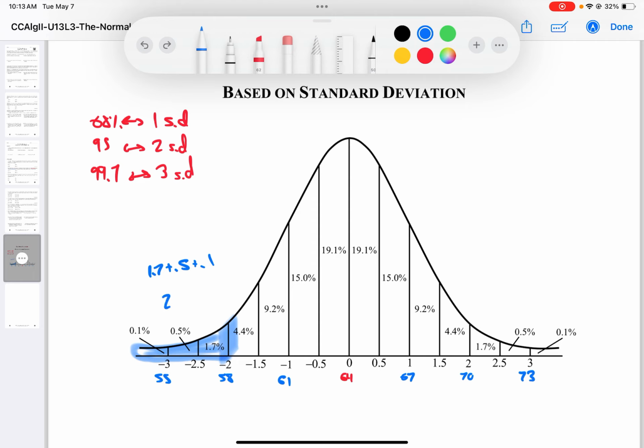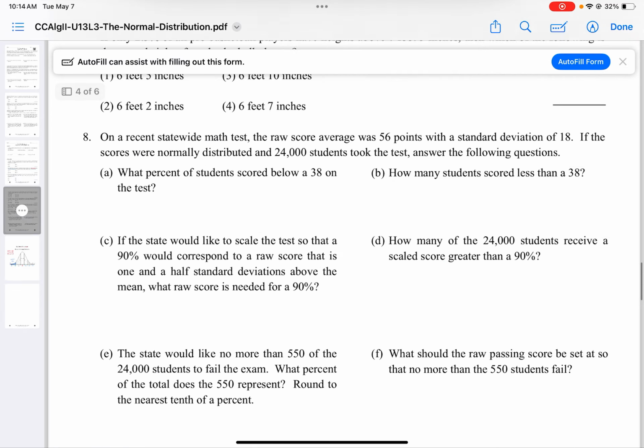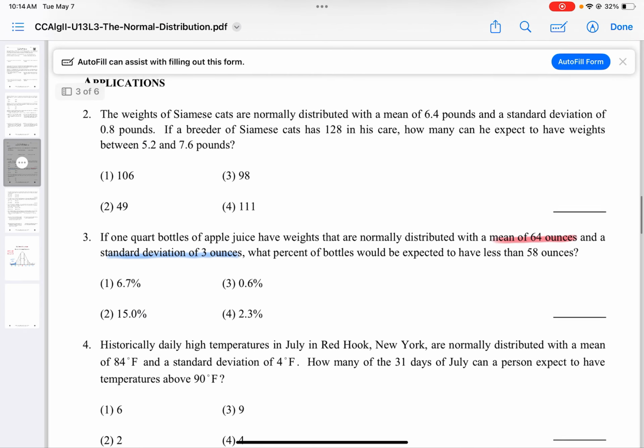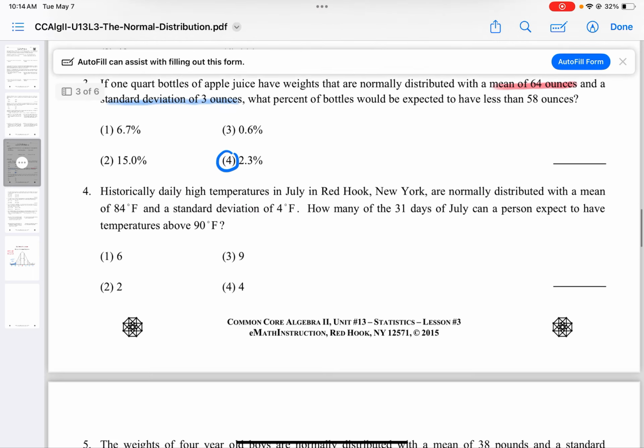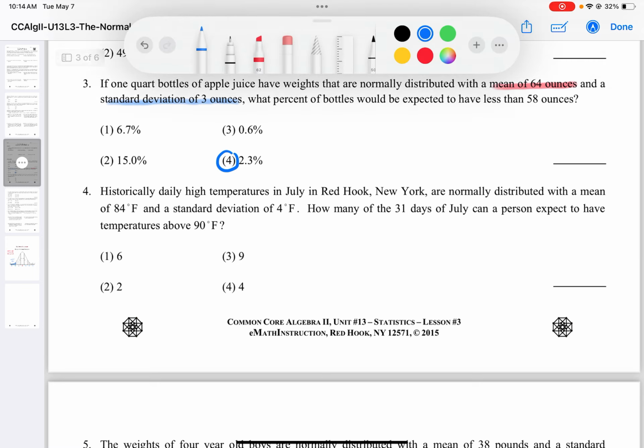And that would be 2.3%. And let's see if that's one of my answer choices. It is. It says number 4, 2.3% of apple juice quart bottles less than 58 ounces. So let's apply this and take it to number 4.